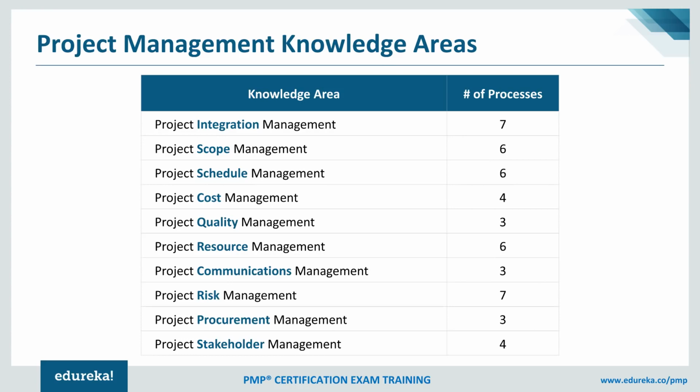So I am sure this must have given you a fair idea about what all we have to study as a part of the exam. As a part of the examination, we'll have to study how these process groups, how these 10 knowledge areas and 49 processes are interlinked, and we need to also go through all of these processes and understand them one by one.